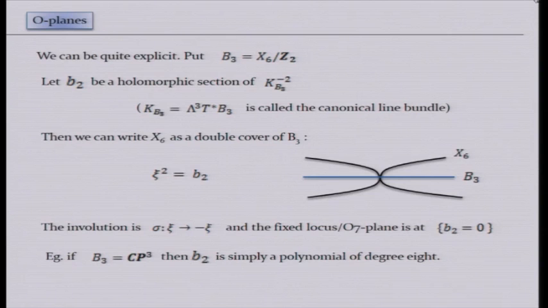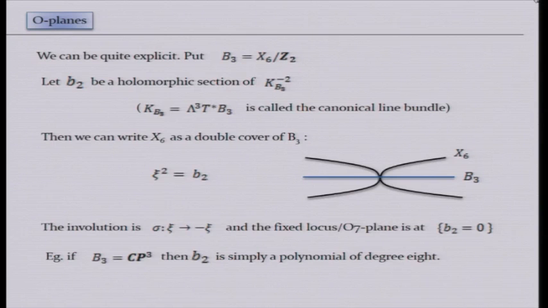So we want to construct an X6, so that X6 mod Z2 gives you B3. What we're going to do now is go the other way around. We start with B3, and we construct a double cover of it, which will be X6. The double cover will have an automatic involution, and it will be Calabi-Yau. So that's this picture here. I'm going to start with B3, and then consider an equation of the form psi squared equals b2. Psi is basically this direction. So it's a quadratic equation, and b2 is going to be some polynomial on B3.